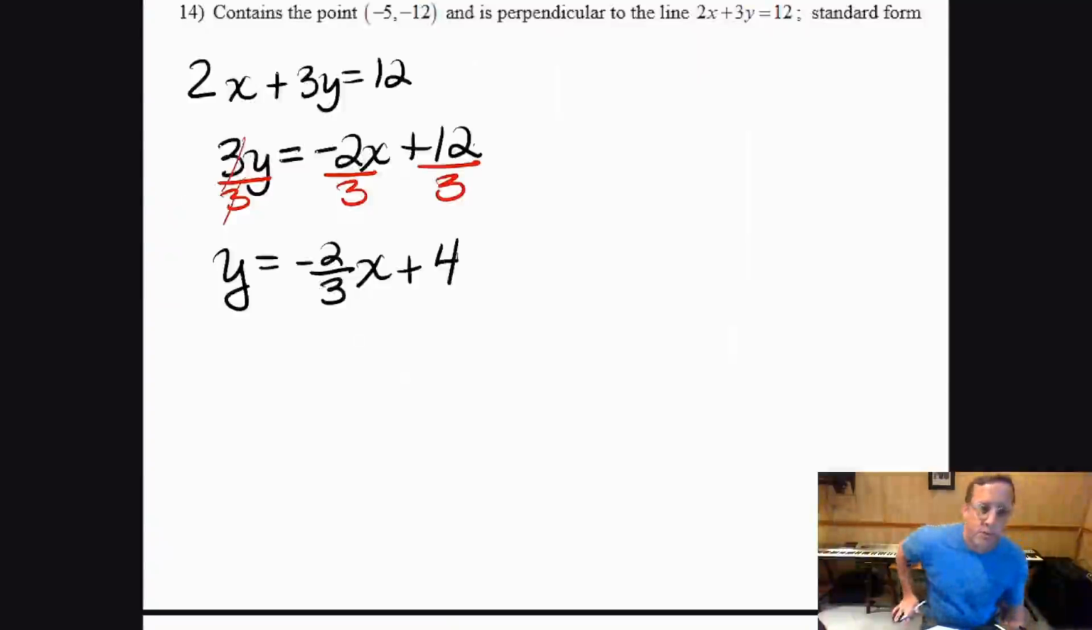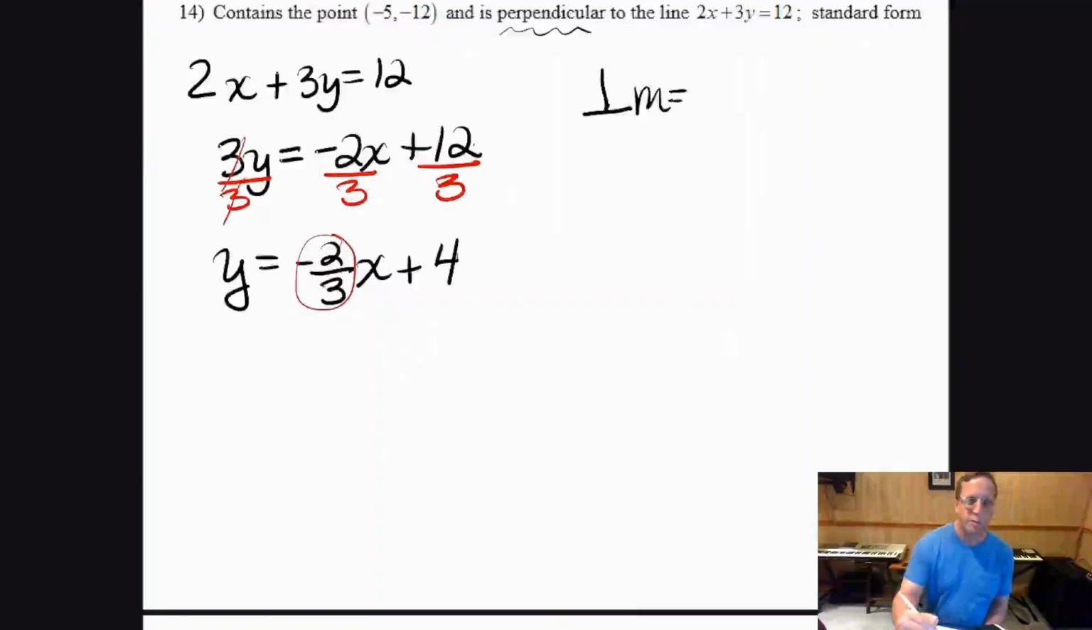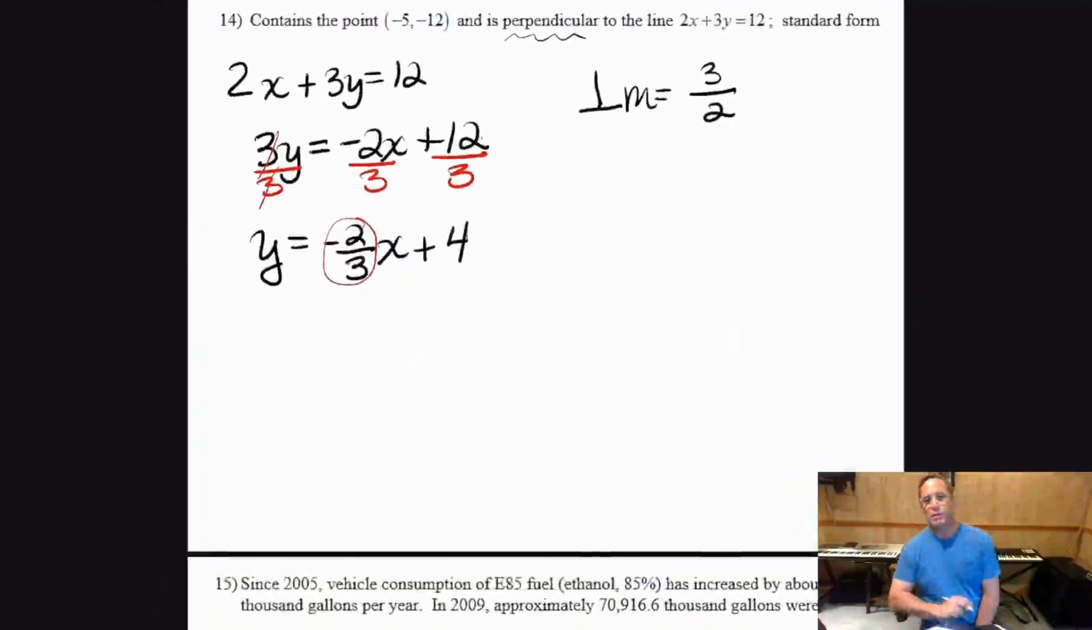Okay? So the purpose of doing all that was to figure out what the slope was. Now we're looking for the perpendicular slope. So the slope is negative 2/3. So the perpendicular slope, that's the symbol for perpendicular, by the way, is going to be the reciprocal of that, which is 3/2, and the opposite. So it's negative, so it's going to be positive. So there you have it. The perpendicular slope is going to be 3/2.